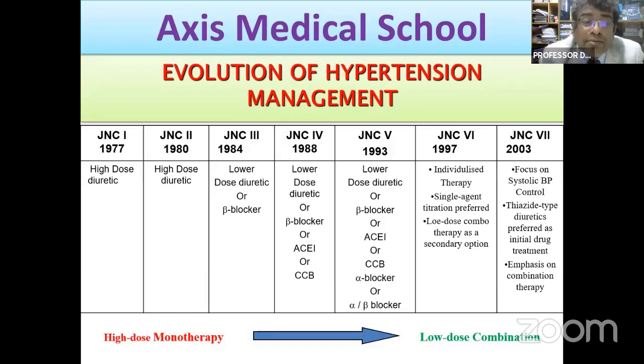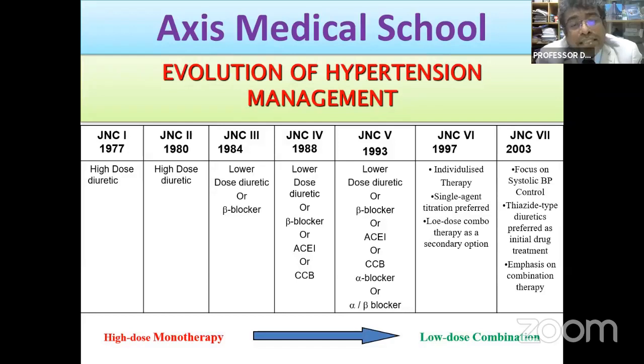In JNC 5 in 1993, the recommendation was lower dose diuretics or beta blocker, or ACE inhibitor, ARB, alpha blocker, or alpha beta blocker. JNC 6 in 1997 recommended individualized therapy, according to what we have already discussed. There may be compelling indications, there may be contraindications, there may be a stage of hypertension, and age may be considered. So according to the individual patient, a patient may need different types of antihypertensive drugs. So individualized therapy, single agent titration preferred, and low dose combo therapy as a secondary option.